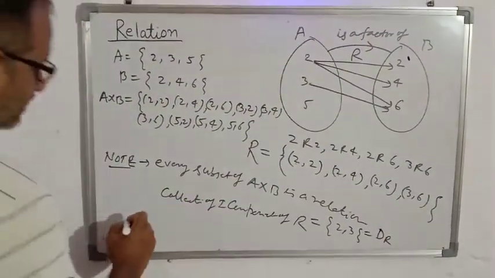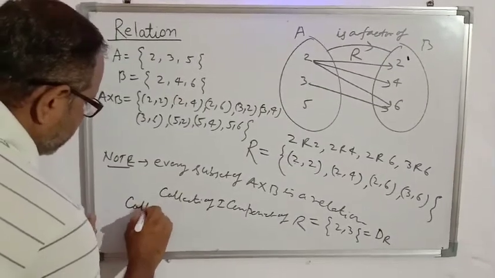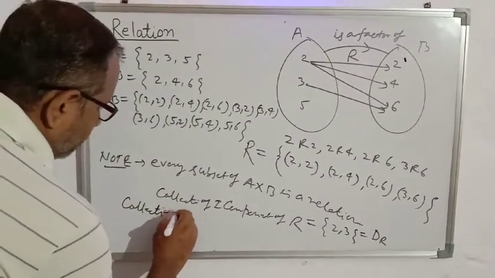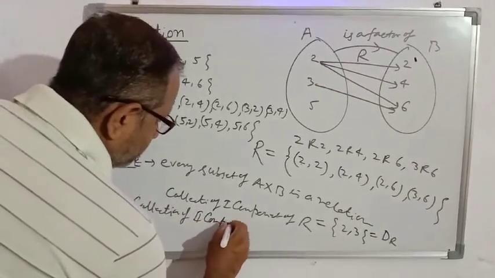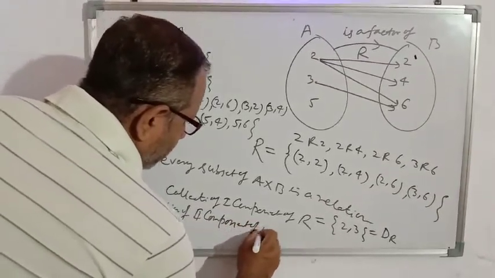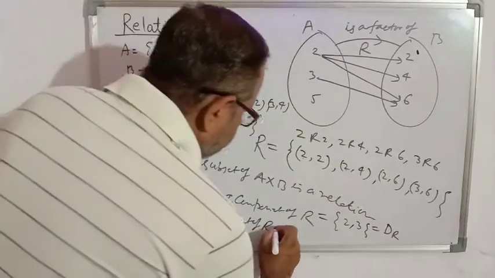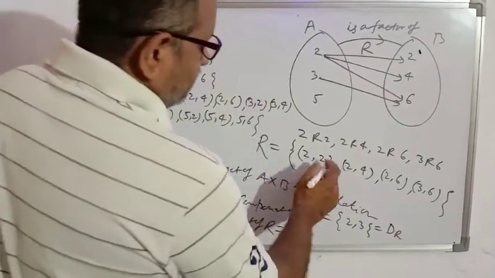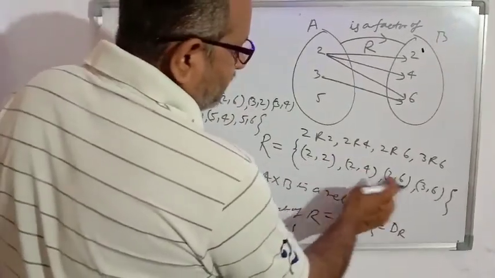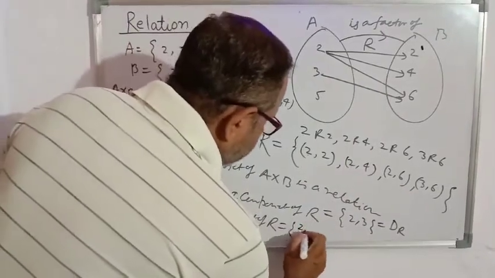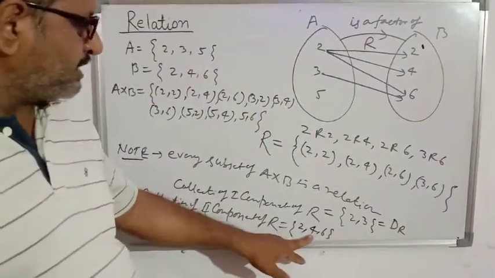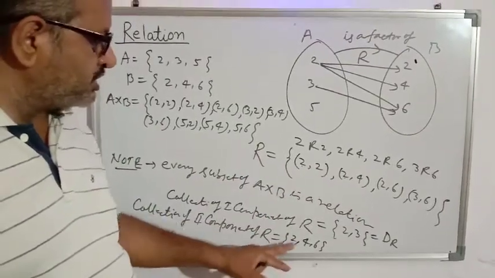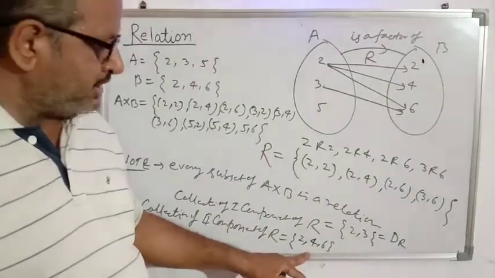And collection of second component of the relation set R. So what are the second components? 2, 4 and 6. So collection of second component of the relation set R is called the range of the relation.